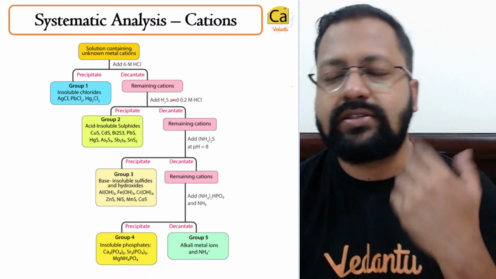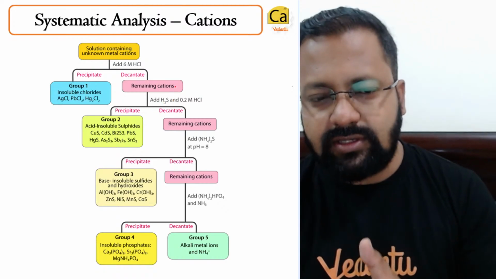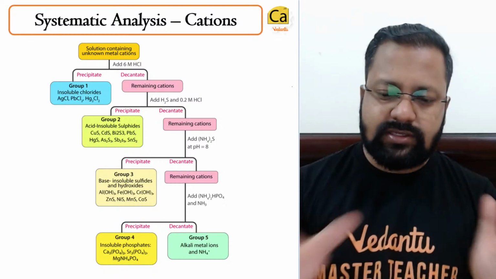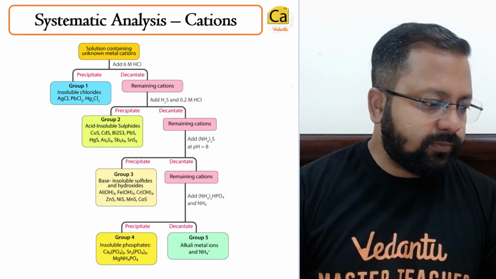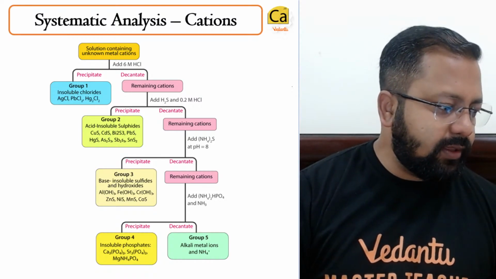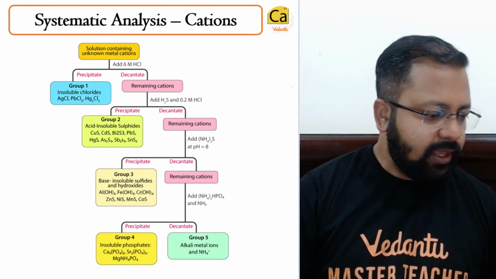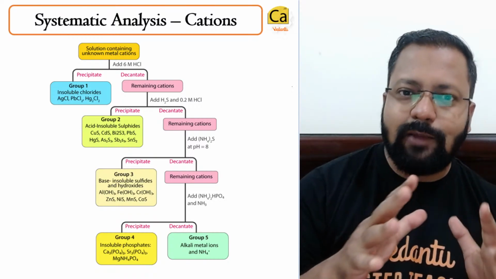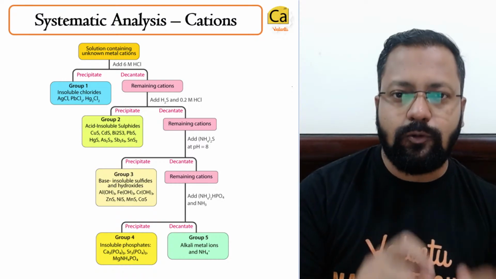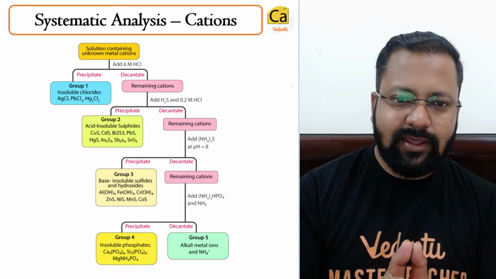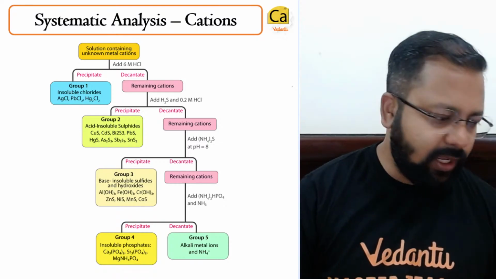So what does this systematic analysis tell us? Suppose you are given a salt and that salt contains certain number of cations. So if the salt contains certain number of cations, what should you be doing? First you dissolve the salt in water. Okay?